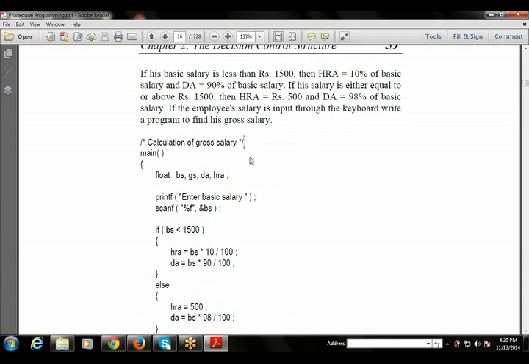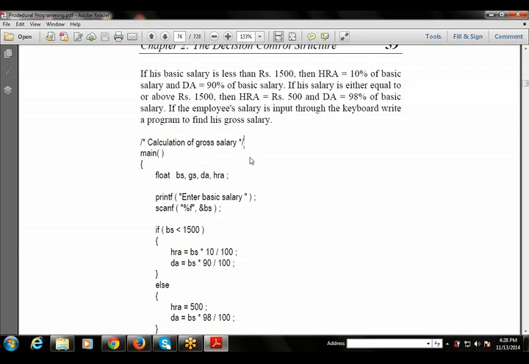First of all, this is an example for calculation of the gross salary. There is a main function that uses 4 variables of float type. Why are they using float? Because it also contains real numbers, as HRA is given in terms of percentage, like 10%, 20%. These are the 4 variables: BS, GS, DA, HRA. BS means basic salary, GS means gross salary, DA means dearness allowance, HRA means house rent allowance.